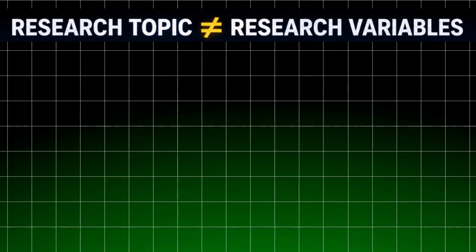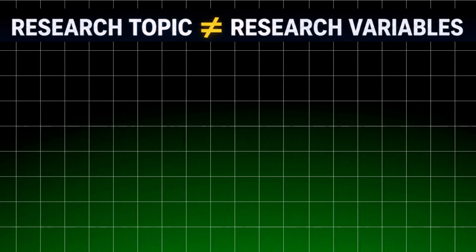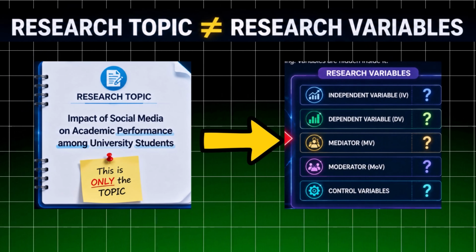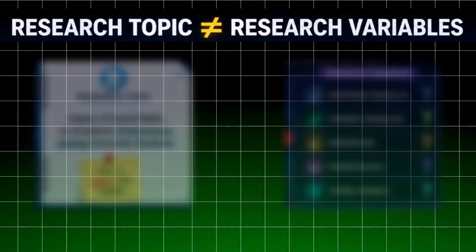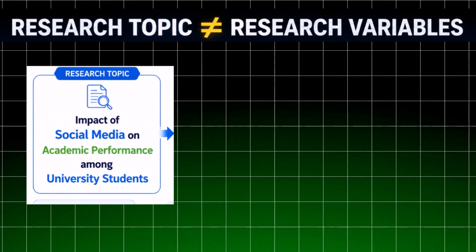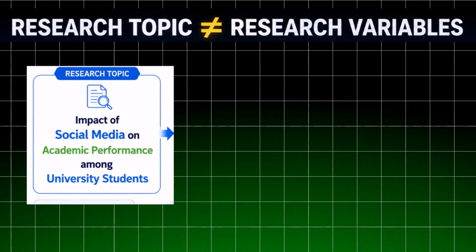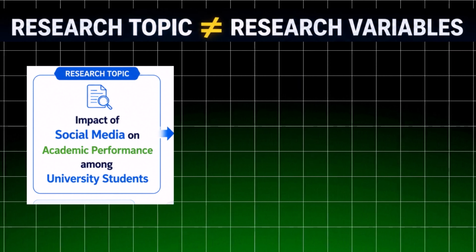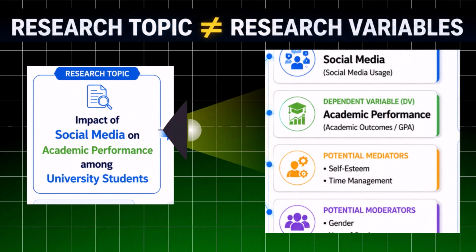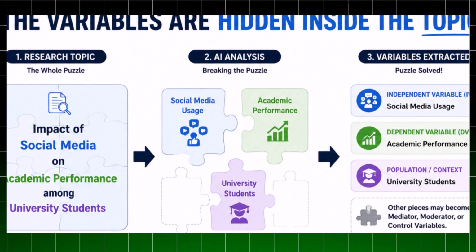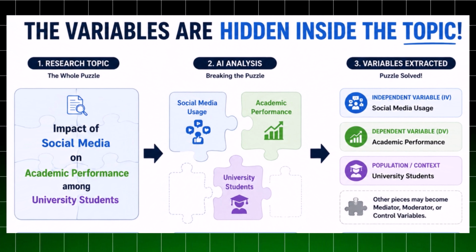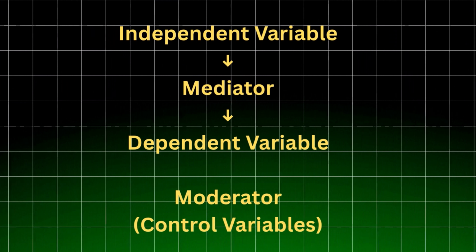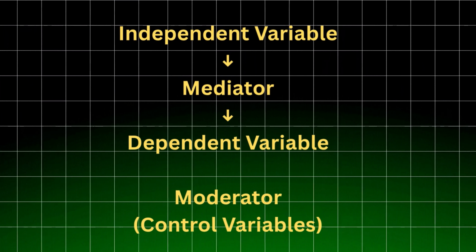Before we ask AI, let's understand one important thing. A research topic and research variables are not the same. For example, research topic: impact of social media on academic performance among university students. This is only the topic. Now we have to identify the variables hidden inside this topic. Today, I'll show you a simple method that works for almost every research topic.